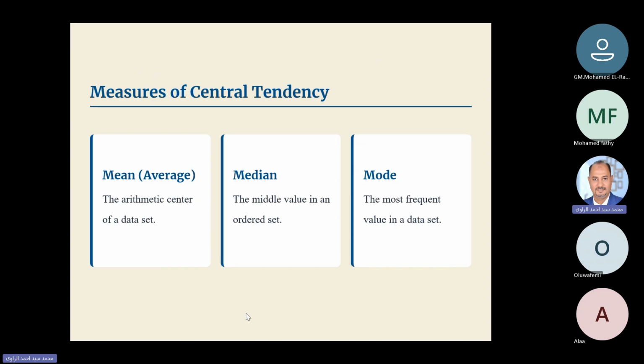We will discuss in some detail the measures of central tendency. It is composed of the mean. Mean is the average or the arithmetic center of the data. Of course, we will take an example of how to calculate it. And also we have the median. The median is the middle value in an ordered set of data. If we have a set of data, we order this set ascending or descending, and the median is the middle value. The mode is the most frequent value in the data, the most repeated value, as in the following example.